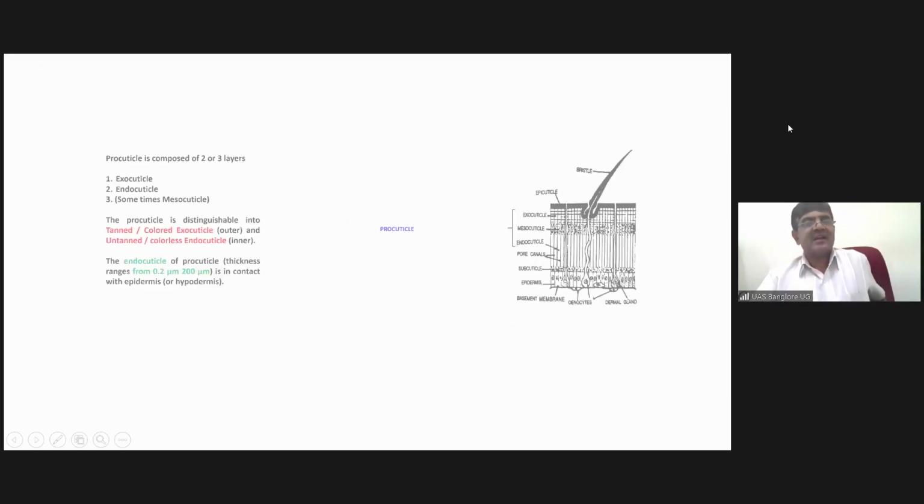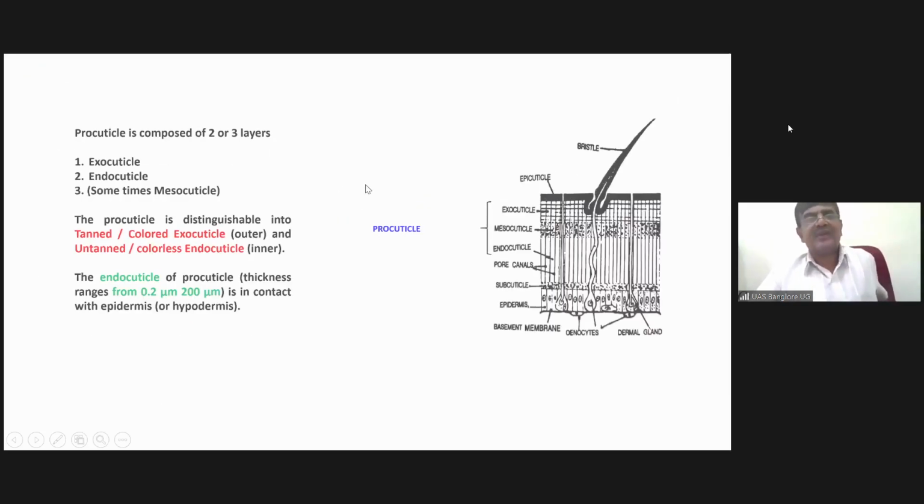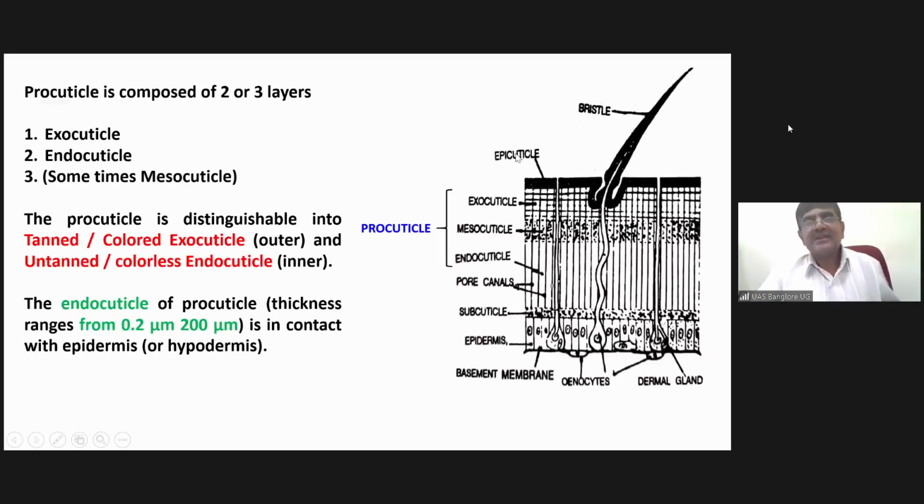If you take this procuticle, it comprises three layers. As you see in the diagram, three layers. The outermost layer is called the exocuticle.